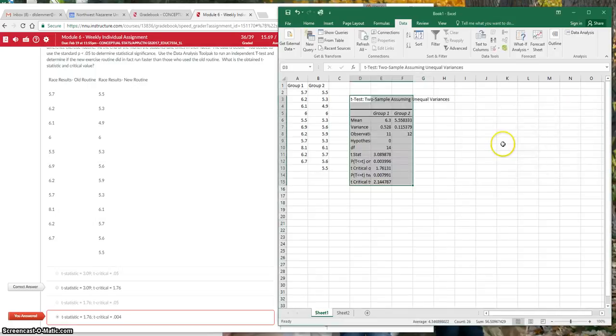So if I run this, you'll see here that our t statistic is 3.089, which is basically 3.9, which was the correct answer here. And then the t critical was 1.76, which is this value here. So anyway, that was the answer to number 8 and how I arrived at that information.